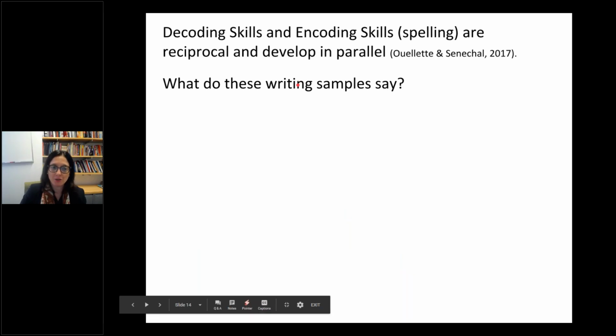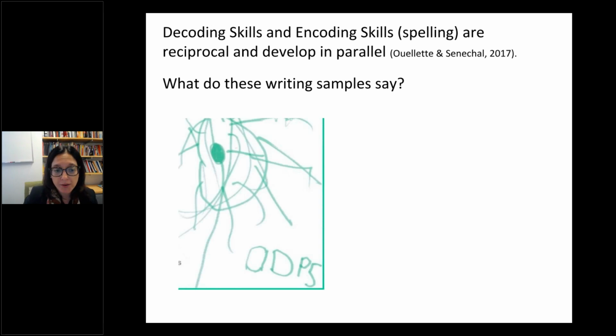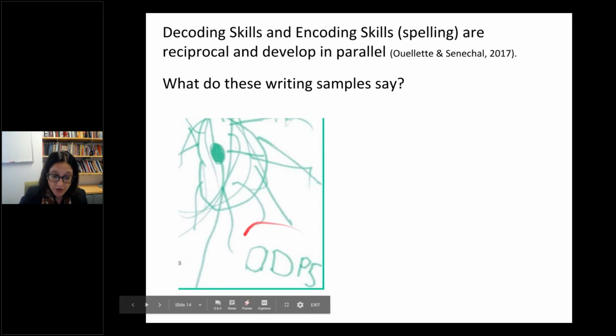So we also know, and there's really exciting research that came out just last year, that kids' decoding really runs in parallel with their spelling. So decoding and encoding are reciprocal, and they develop in parallel. So just to sort of think about this, if you could try to figure out what this says.